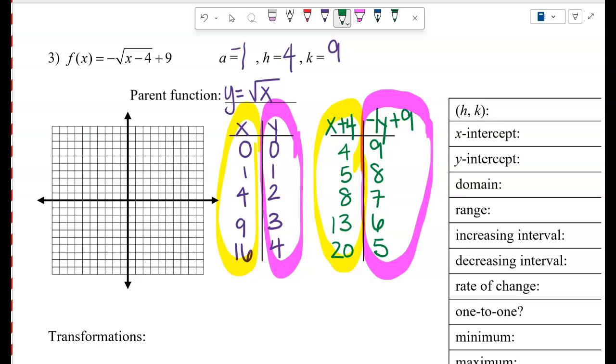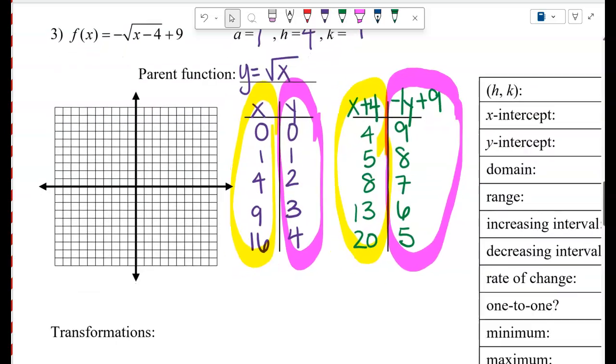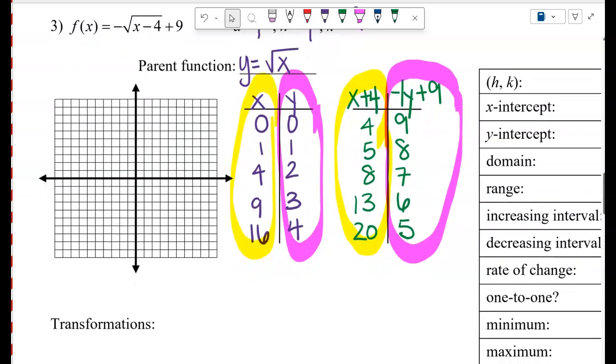Hopefully you guys have what I have. As you can see, guys, we have a big, the two x values for the transformation table. We have 13 and 20, and we might not have enough grids, and that's okay. Just go off the grid. Don't be scared, okay?